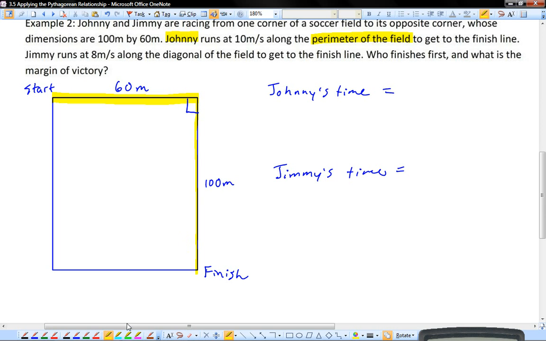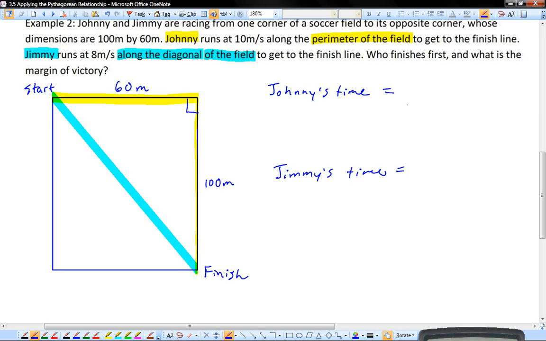Now, on the other hand, you have Jimmy, who doesn't run as fast, but of course he takes a shortcut. He goes along the diagonal of the field to get to the finish line, and so that's going directly from the start to the finish, and this is a little bit of a shortcut. Of course he doesn't run as fast, so it's kind of hard to tell who's going to win this race. Let's see if we can figure out who finishes first and what is the margin of victory.